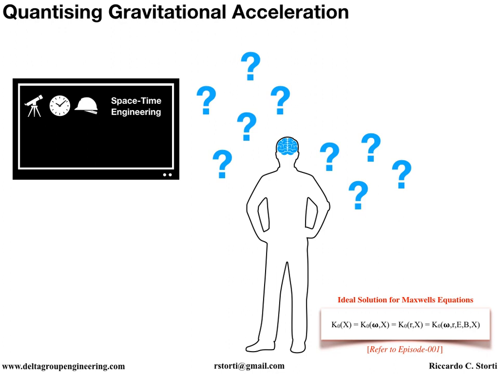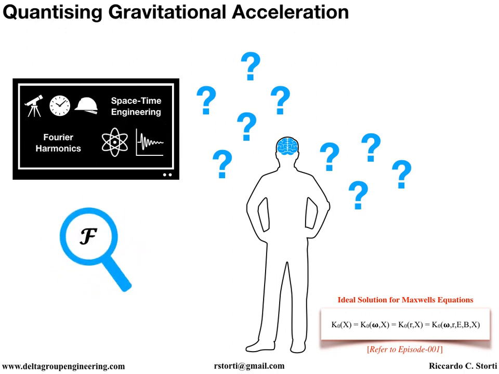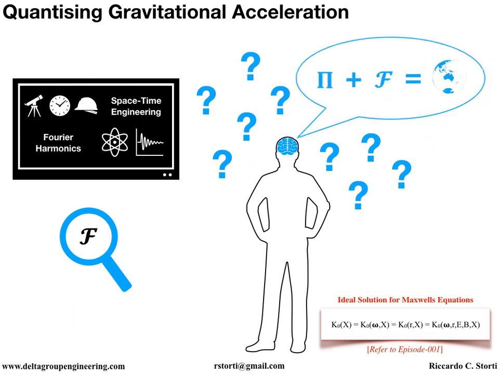Actually, this is an extremely easy outcome to achieve and has been known to standard physics for hundreds of years. It involves the principle of superposition, in Fourier harmonics. Therefore, in this episode, we're going to demonstrate the quantization of gravitational acceleration by combining our Buckingham pi result from episode 1, with Fourier harmonics.